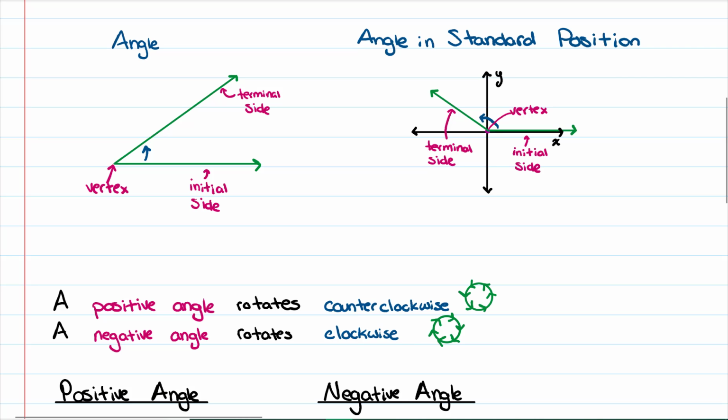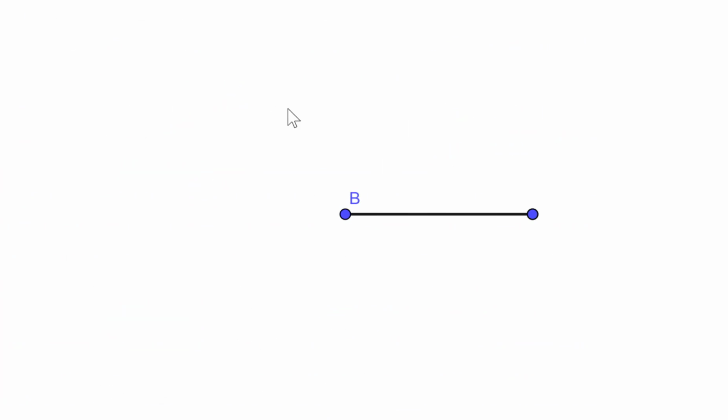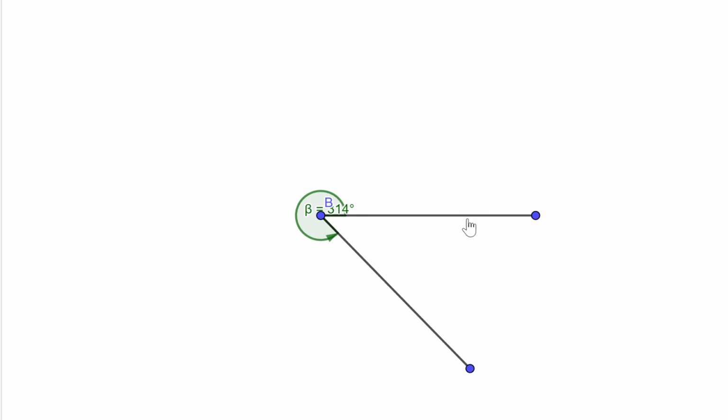So I want to show you what I mean by this. Here I have an initial side, and when I rotate counterclockwise, it's going to go up like this. So it goes counterclockwise in this direction. This side right here is the terminal side. This is the vertex, and this is my initial side. As you can see, it'll just keep rotating counterclockwise.